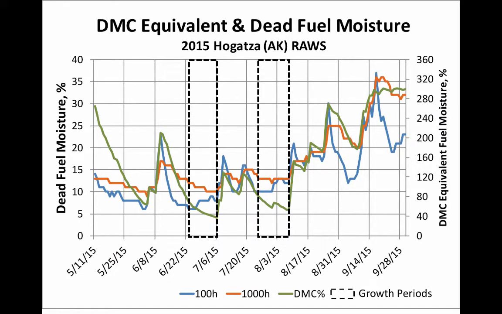These dashed boxes show significant growth periods for fires around the Hogatsa RAWs. Notice how the DMC equivalent fuel moistures continue to dry through these periods, though the NFDRS fuel moistures have stopped falling and even begun to rise a little.